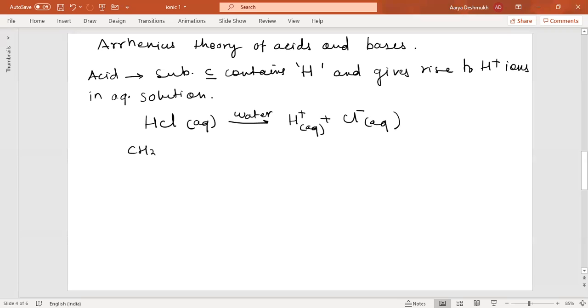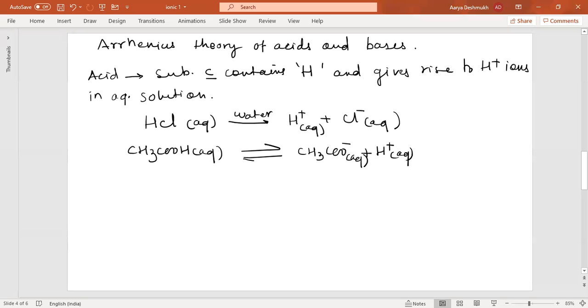If you take another acid, an organic acid like acetic acid, I'll put here a double arrow. It means that it dissociates weakly. So CH3COO minus plus H plus. These two ions are formed when it dissociates.